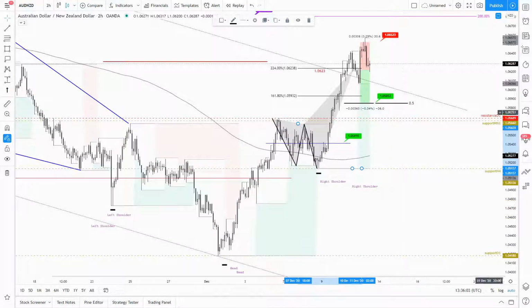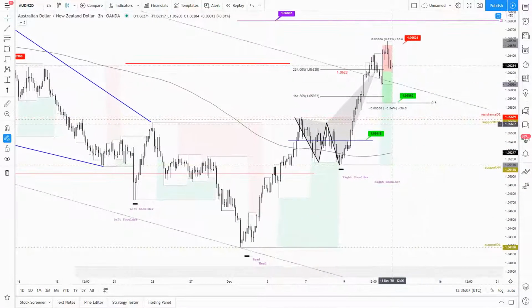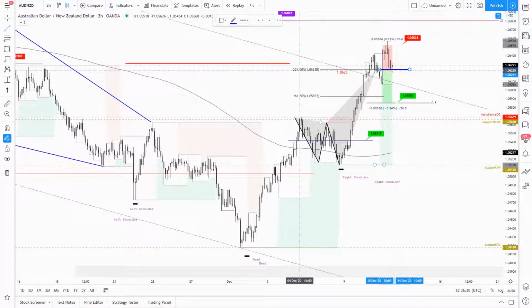So this was one of the suggestions that I shared among my subscribers, one of the trades that I pushed between other setups that I shared. And as we can see, the market has invalidated that pattern already, and since then it has been using the 224% Fibonacci extension level and the completion point for that shark pattern as a support.